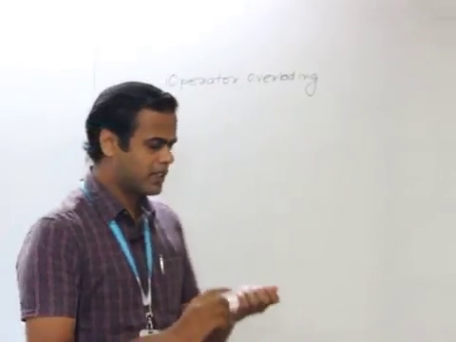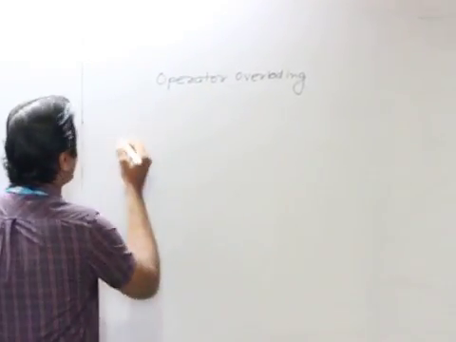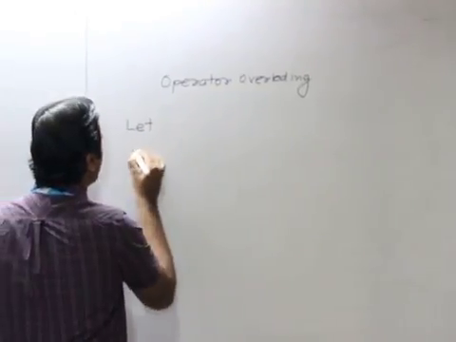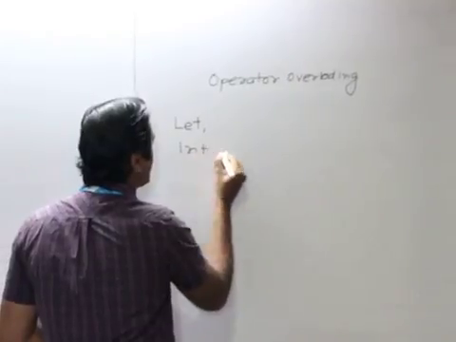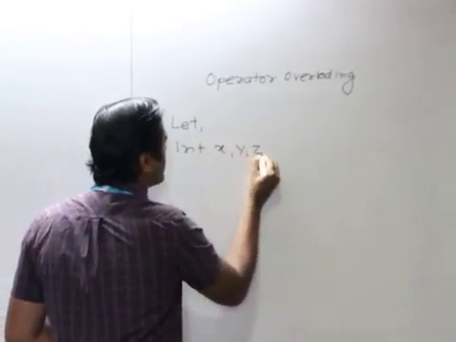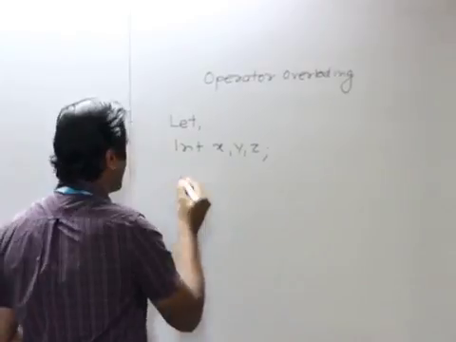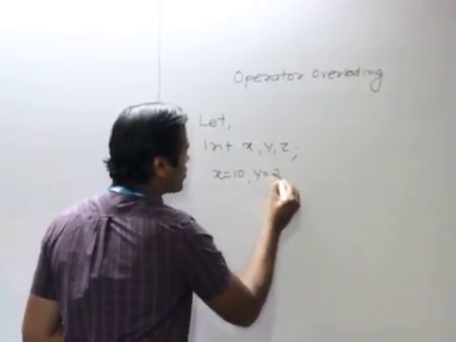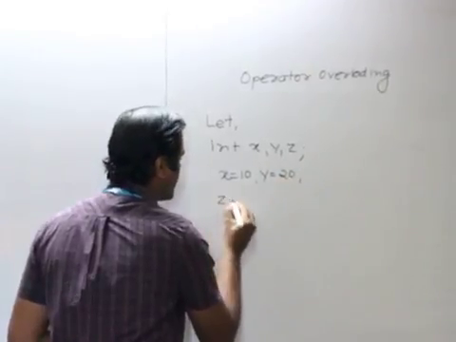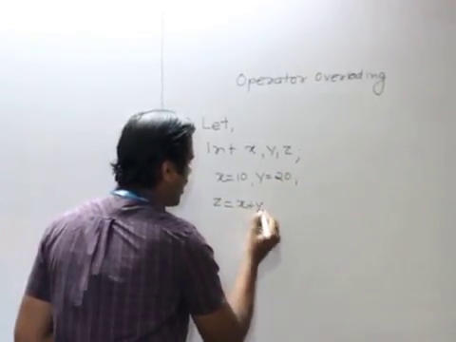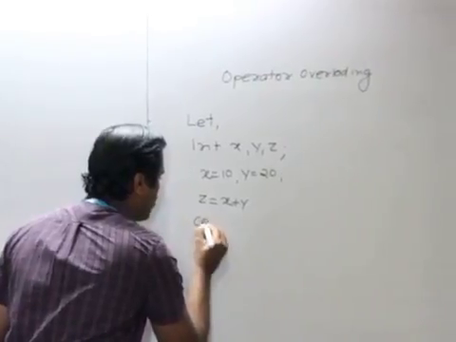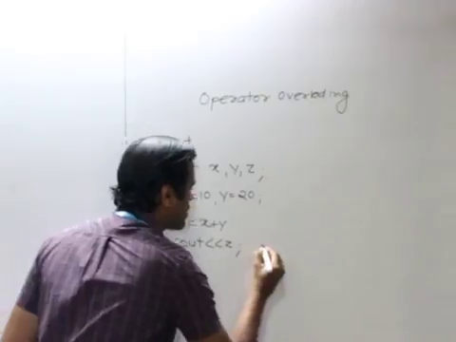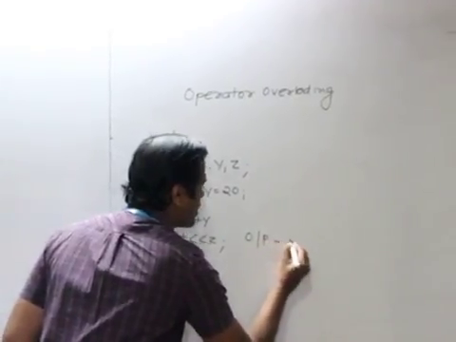So let's see, if we are going to declare three variables, integer x, y and z. If I take the value of x is equal to 10 from the user, y is equal to suppose 20, I can easily do z is equal to x plus y. If I print the value of z, I will directly get the output 30.